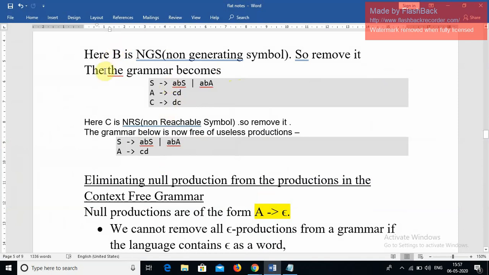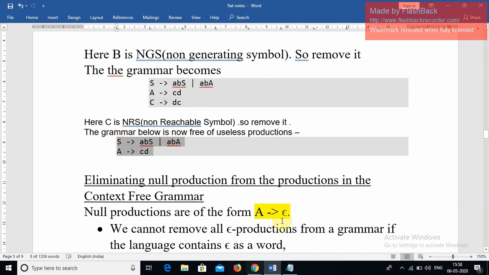After removing the B, we have a grammar like this. So if you look at this, from S to S we are reaching, from S to A we are reaching, and A produces terminals. Then what about C? From the starting symbol we cannot reach C, that is nothing but a non-reachable symbol. Then we also remove the C. The final grammar is given like this.